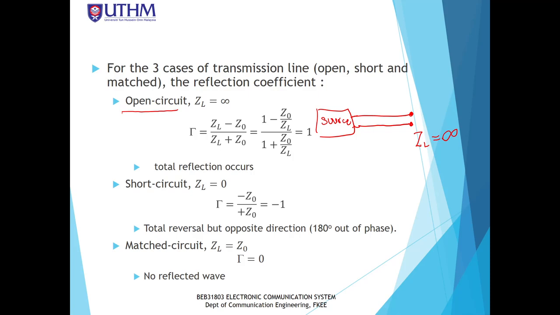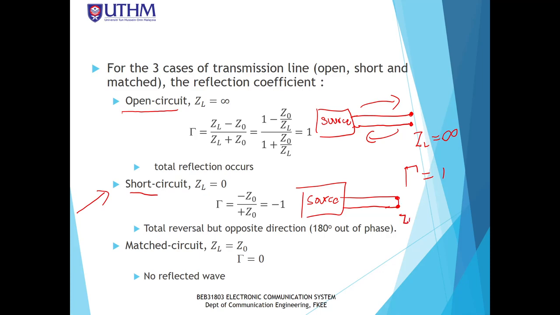Therefore, in this case, total reflection will occur. Okay. So in this case, the reflection coefficient is equal to 1. Sama dengan 1. Okay. And we have another extreme case when it is a short circuit. Short circuit means that like this. We have the source, and then this is the transmission line, and both of these are short circuit connected like this. Okay, in this case, ZL is equal to 0.